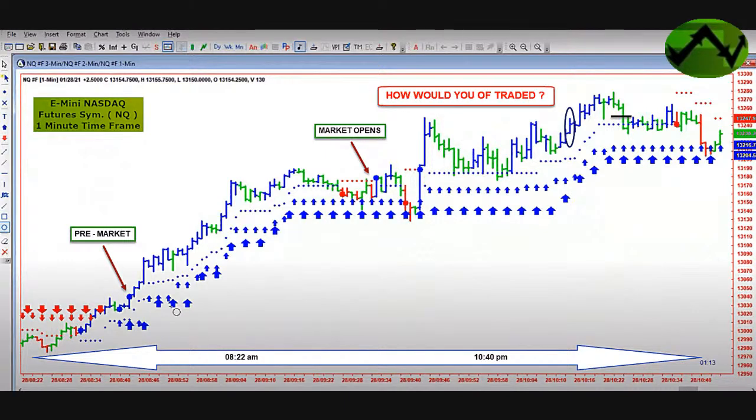Okay, what we're looking at is January 28th of this year, looking at the E-mini Nasdaq, which is the futures symbol NQ. We're looking at a 1 minute time frame. What you're looking at is the Abletrend software from the Abletrend Corporation.